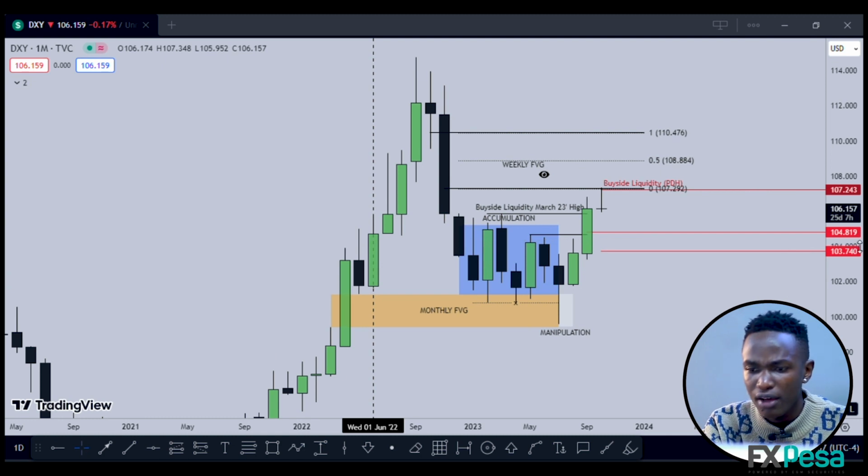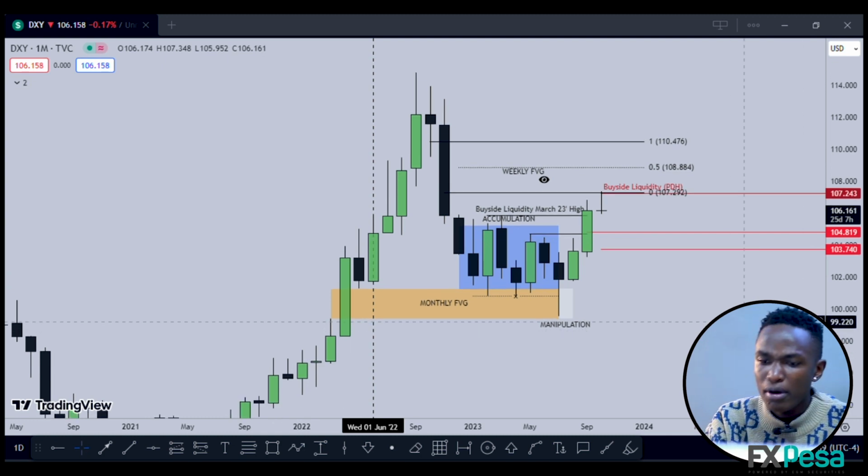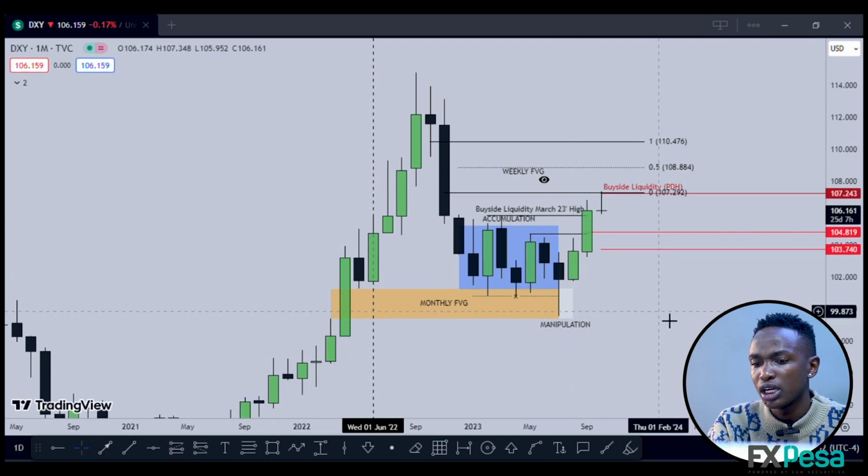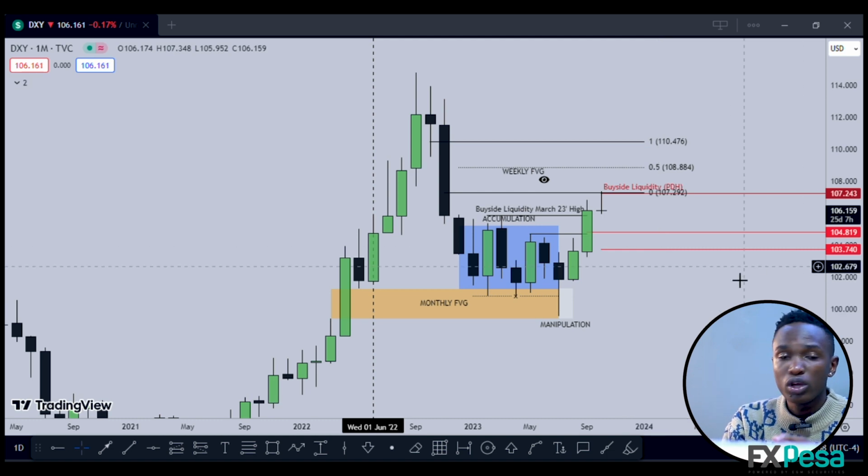So for starters, we are having our monthly chart. Our monthly chart had an accumulation and a manipulation, then later it made a distribution. For this accumulation phase, I think it started by the 1st of December and we went into a manipulation from, I think, the 3rd of, is it July? Why are we looking at the monthly fair value gap this time?